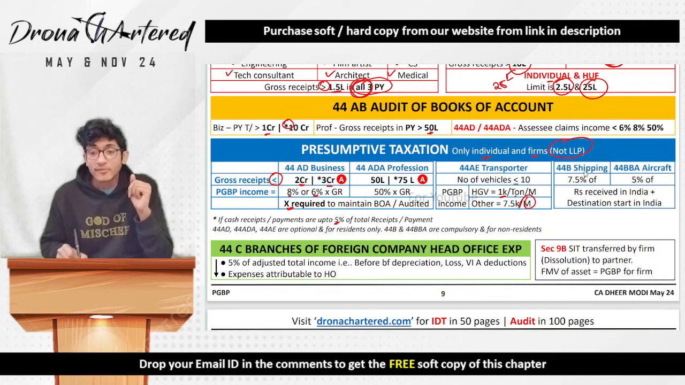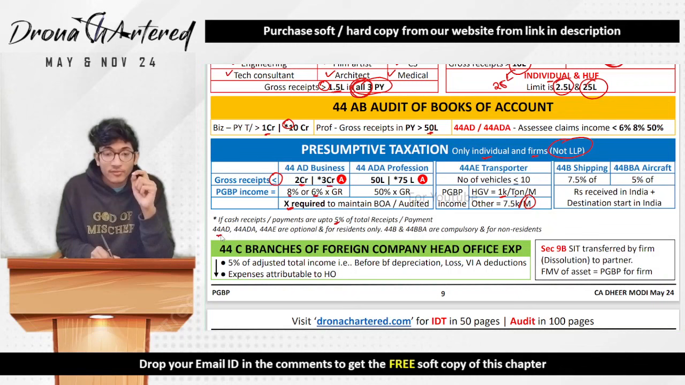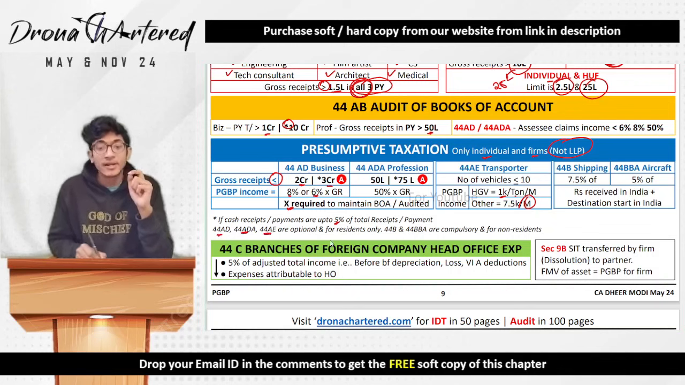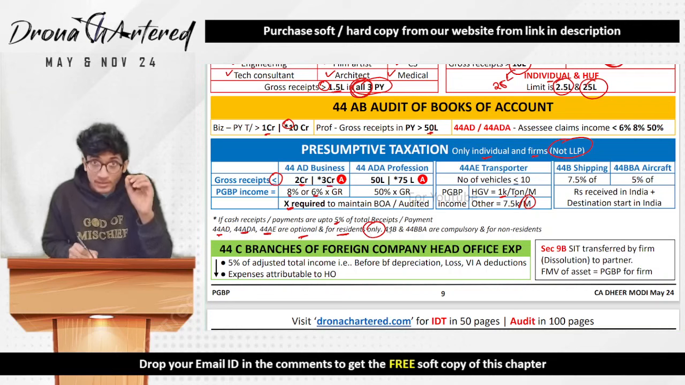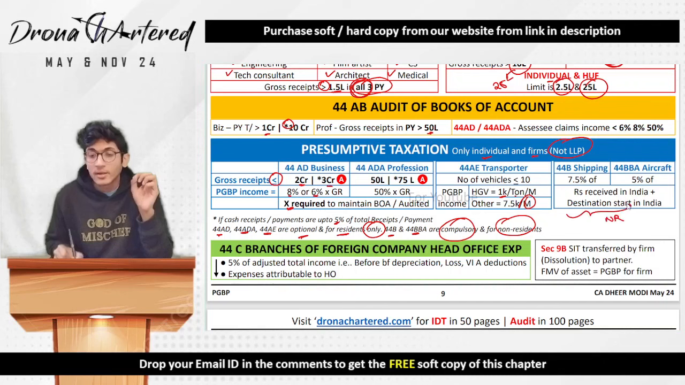Next is your section 44B, that is shipping, and 44BBA, that is aircraft. Now, you have to see that this is for non-residents. Sections 44AD, 44ADA, and 44AE, these three sections that we studied right now, are for residents only, and these are optional, not mandatory. If a resident wants, he can choose these. But sections 44B and 44BBA are compulsory, and they are for non-residents.